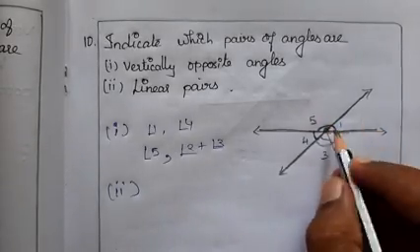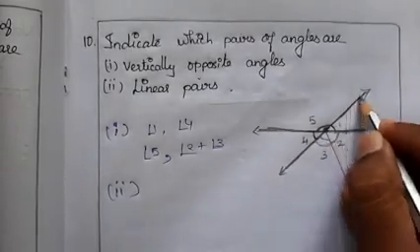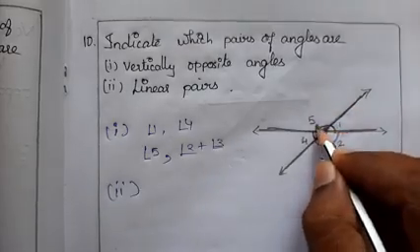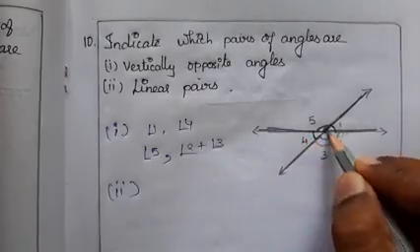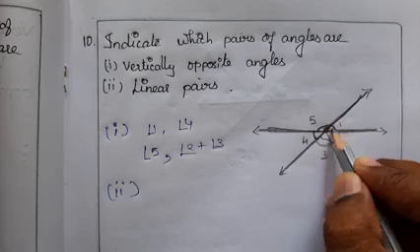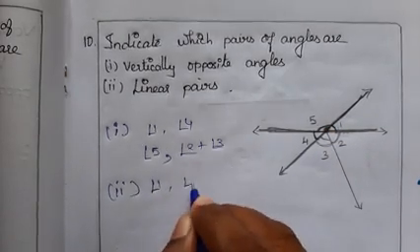Both rays will be in the opposite direction. So from this vertex we can consider that both are opposite, and the common arm is this. So angle 1 and angle 5 are a linear pair, right? This and this are opposite rays. This is the common arm and this is the common vertex. So angle 1 and angle 5.